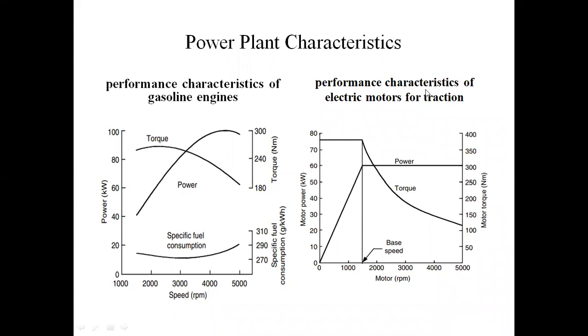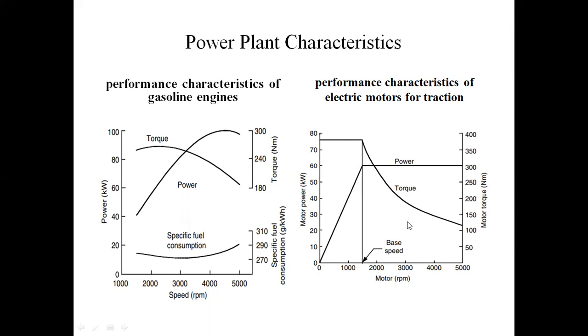Next, I will explain performance characteristics of electrical motors for traction in this waveform, in this diagram. Here motor RPM is the same as the first figure: 0, 1000, 2000, 3000, 4000 up to 5000. This is the speed. This is the motor power in kilowatts. Here motor torque. In the second figure, we don't have specific fuel consumption.